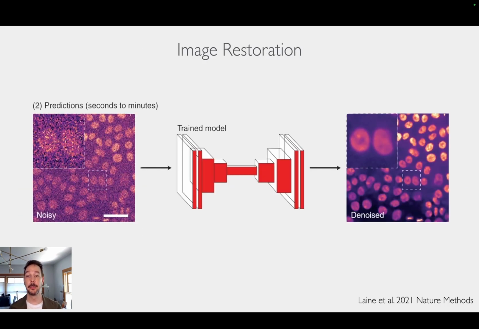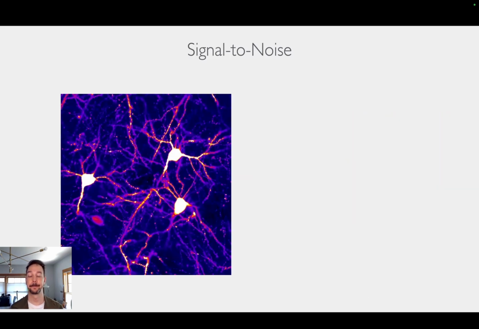In the case of image restoration, we can take extremely noisy images that would have been impossible, or exceedingly difficult, to work with in the past. By having a network that's trained to understand, okay, when I see this very noisy image of some nuclei, this is actually what the nuclei should look like, we can then give it new images of these nuclei at very low signal, high-speed imaging, and restore them into a useful image.